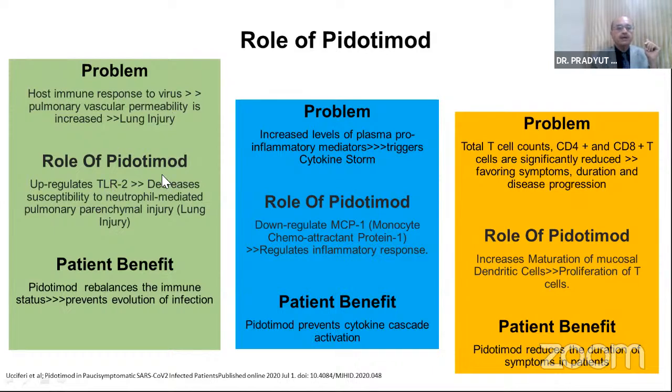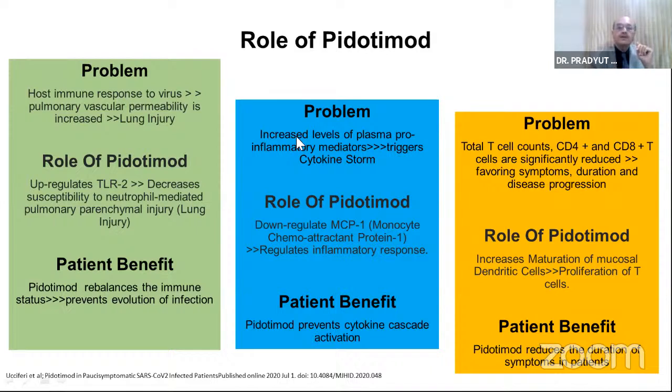Pidotimod, we know, by upregulating the TLR2 receptors, decreases the susceptibility to neutrophil-mediated pulmonary parenchymal injury, prevents the lung injury, and therefore rebalances the immune status and prevents the evolution of infection. So here, because there is a hyperimmune response, this drug rebalances by action on toll-like receptor 2, and therefore prevents the spread of the infection.